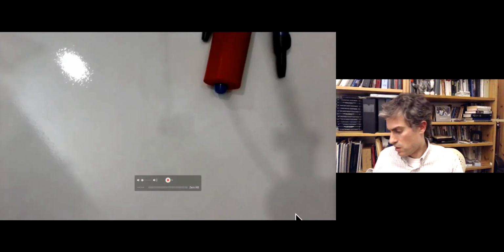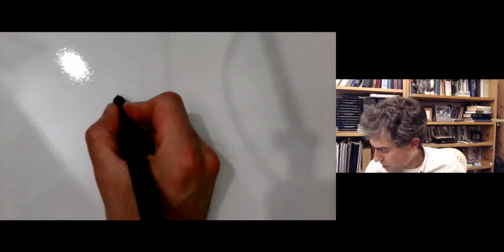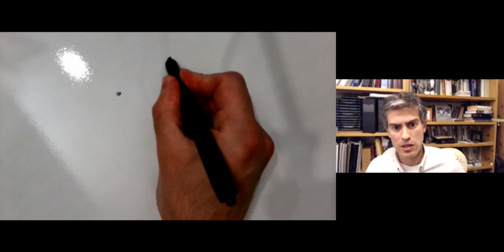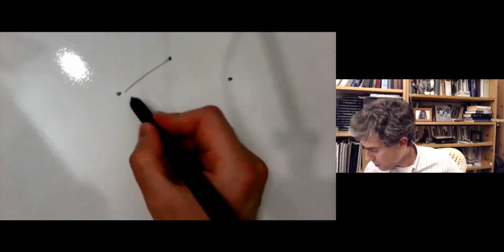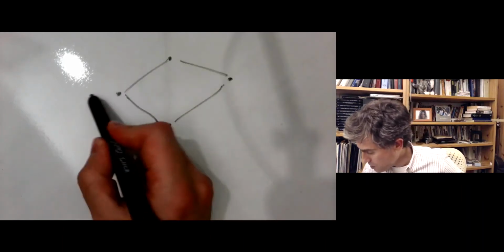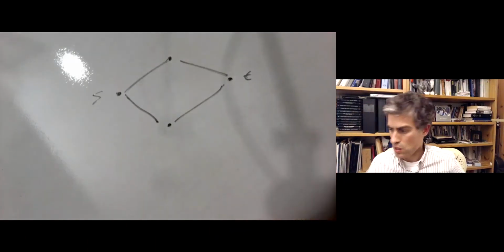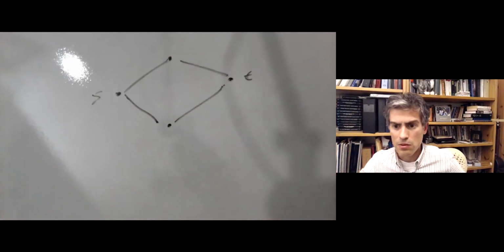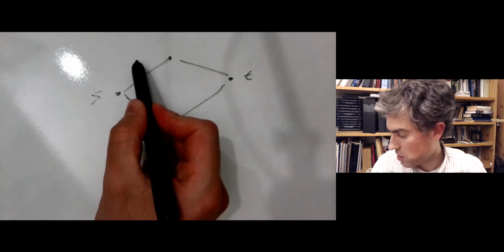Let me draw this out. Let's say we have a diamond-shaped network, like so. This is the source, and this is the final destination we want to get to. And we have some costs on these edges. So let's say the cost here is 1.